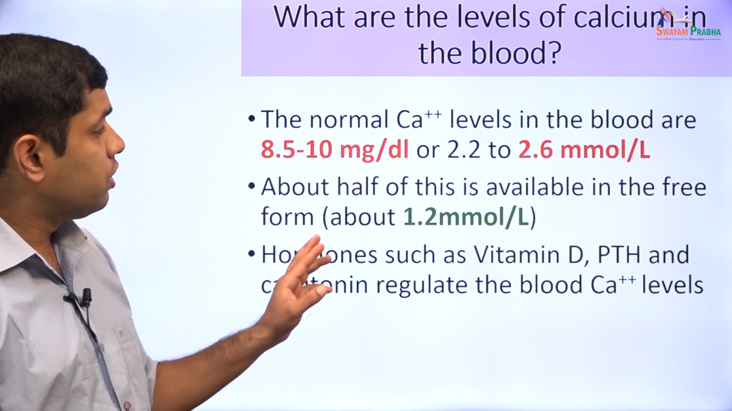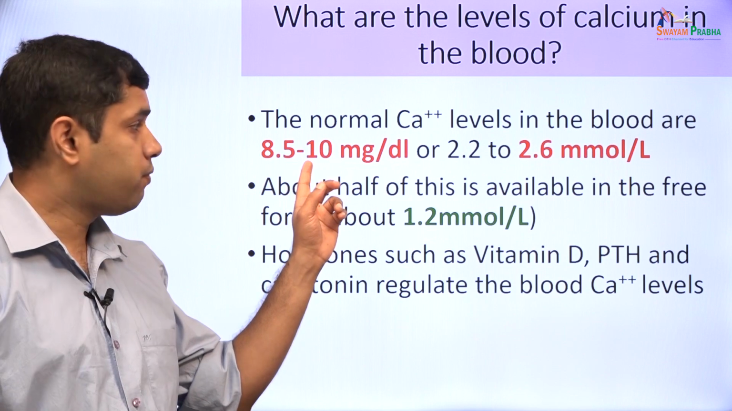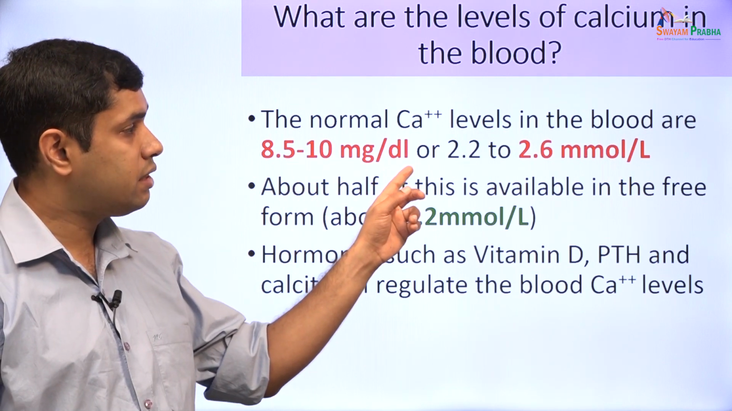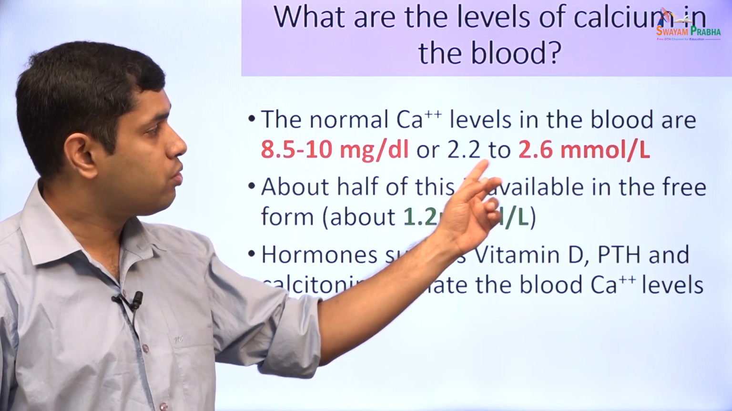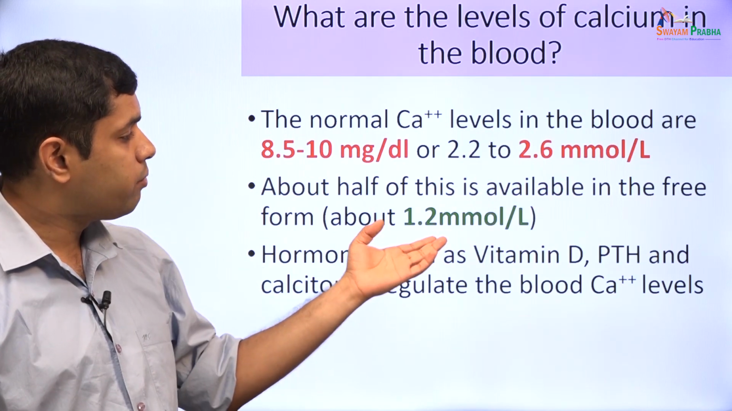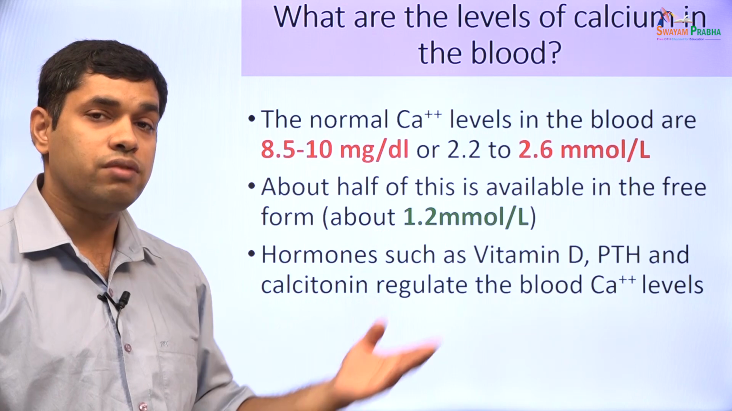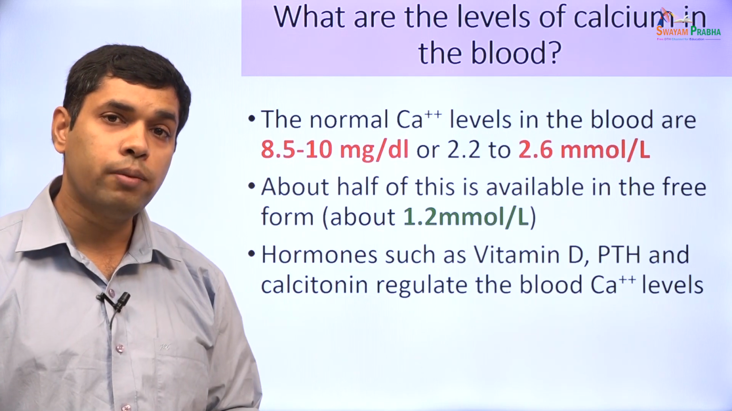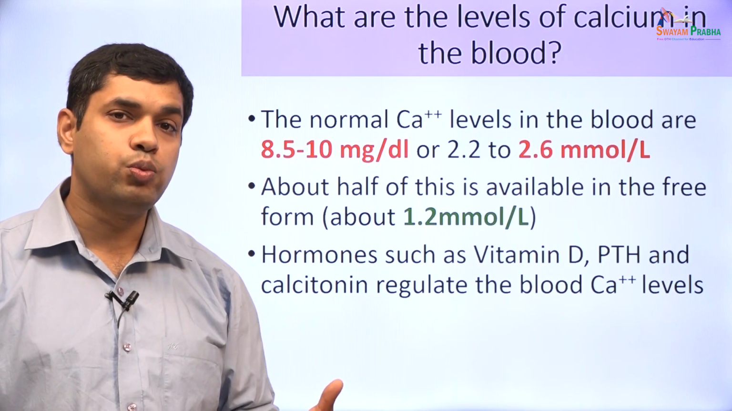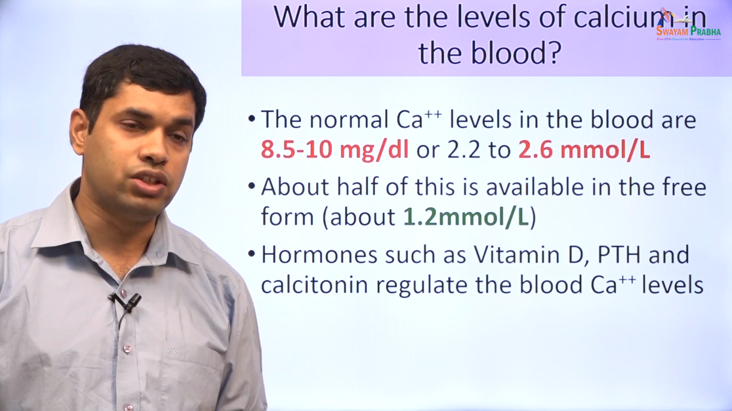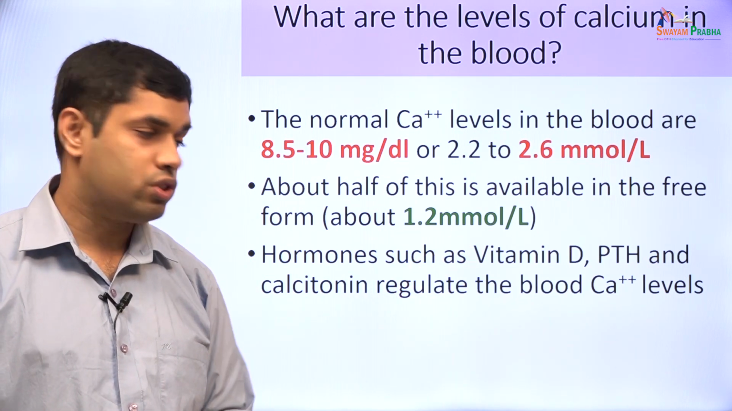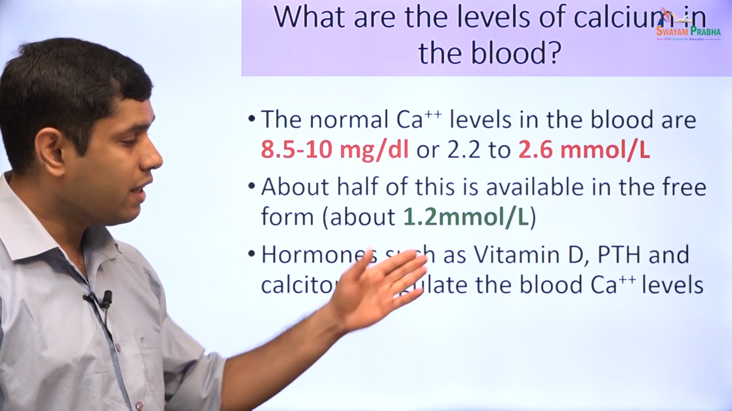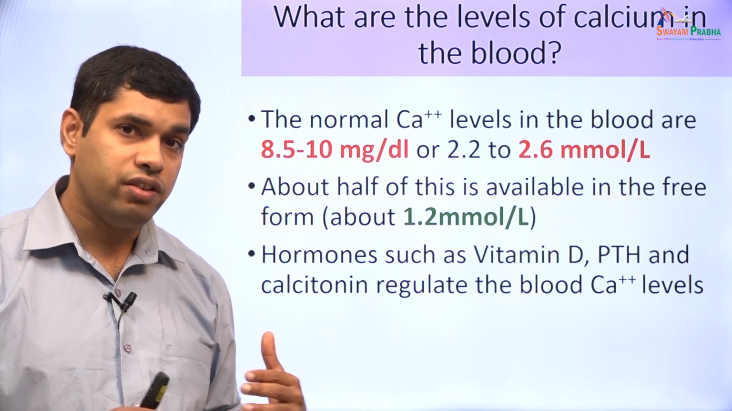So the calcium levels in the blood are about 8.5 to 10.5 milligrams per deciliter, or, as we will be discussing in millimoles per liter, 2.2 to 2.6, and only about half of it, about 1.2, is available as the free form. For all our future calculations, we will be referring to external calcium as 1 millimolar, which is convenient. Now, we know that this calcium is very regulated.